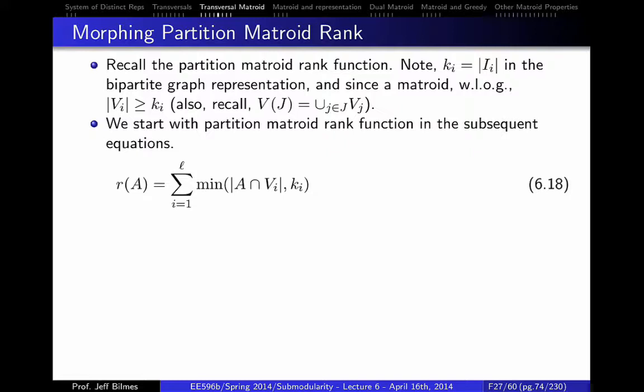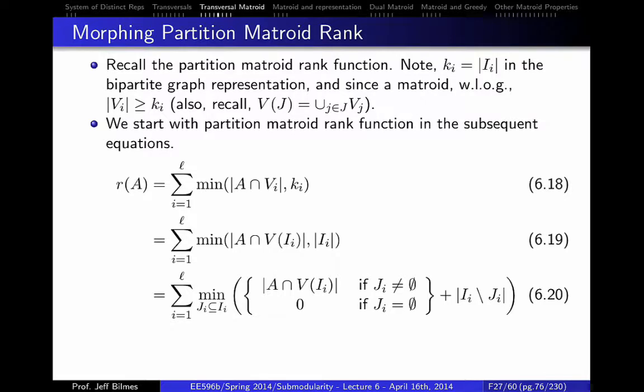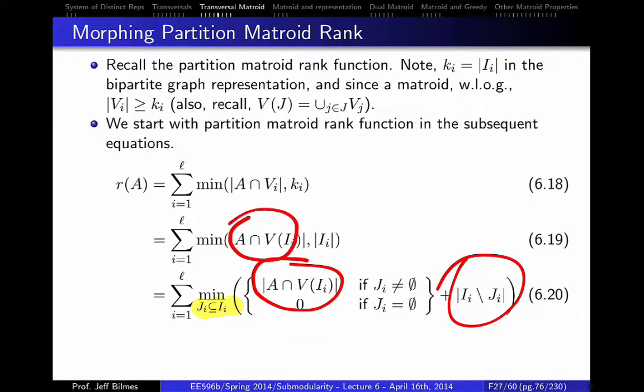So here's the partition matroid rank function. And here we're just writing it in terms of the I_i's. And we're writing this minimization as an optimization problem. We're optimizing over all J_i less than I_i. And basically you can see that if J_i is equal to I_i, then this part over here becomes 0, right? Then we're just going to get back this, which is going to be the left-hand side.